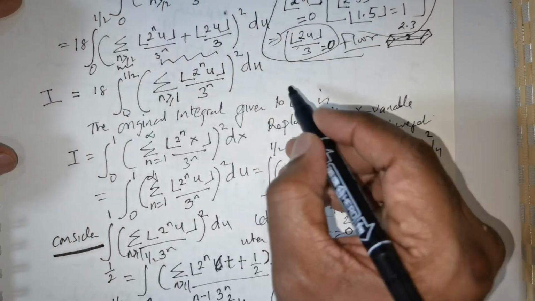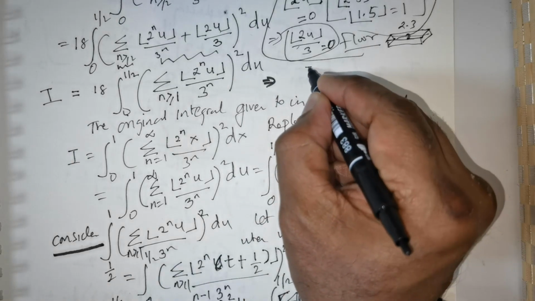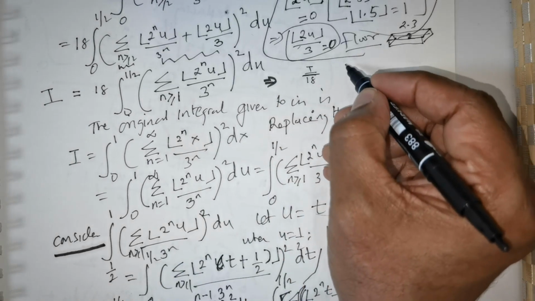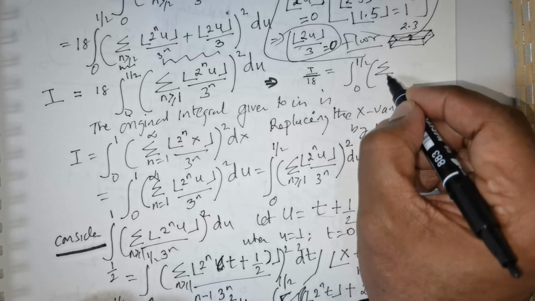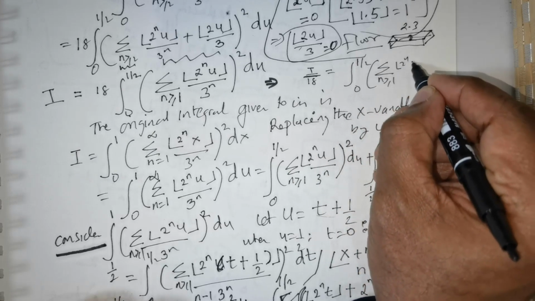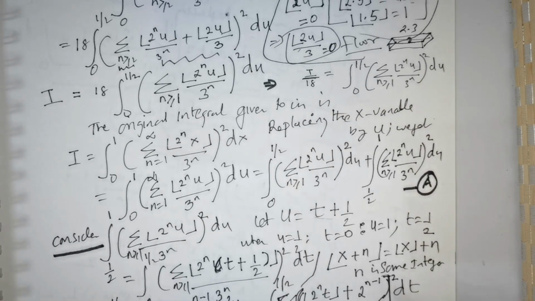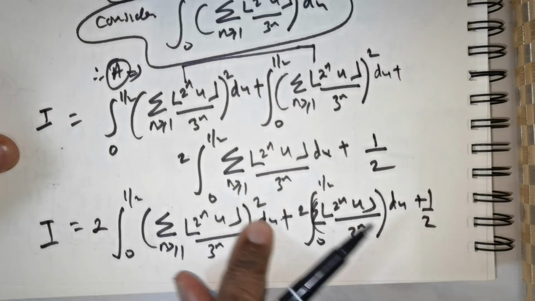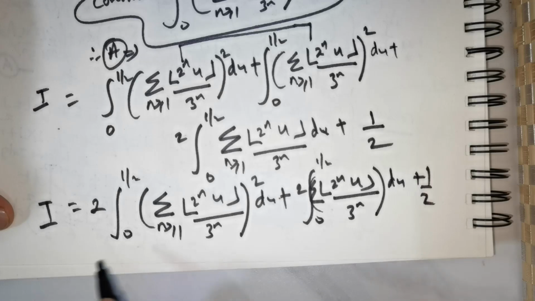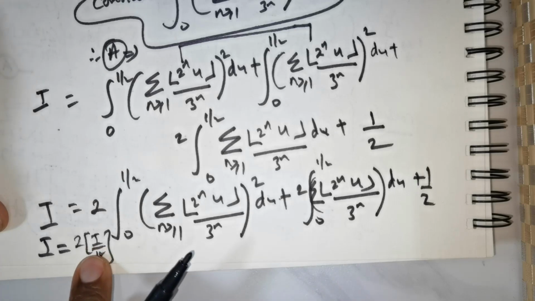So what is this value? Can I write this as I divided by 18, equal to integral 0 to 1/2 sigma n ≥ 1 floor of 2^n u divided by 3^n squared du? Can I do that? So in place of this, I'm going to substitute I over 18. So let me rewrite that. So I is equal to 2 times I over 18. That's what I have got.